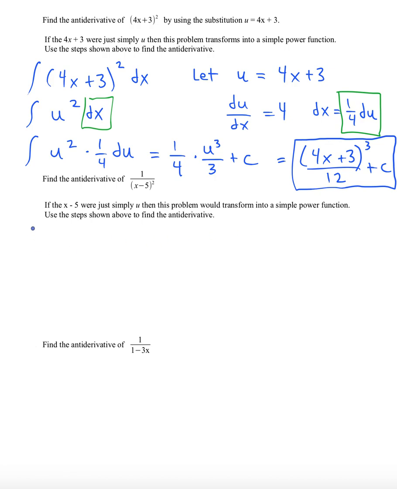Okay, the next one says integrate 1 over (x minus 5), where the denominator is being raised to the 2 power. Now we have to imagine, how can we get rid of part of this expression and replace it with a u so that it turns into a function that we know how to integrate. Now if we let u equal x minus 5, then that will work here.